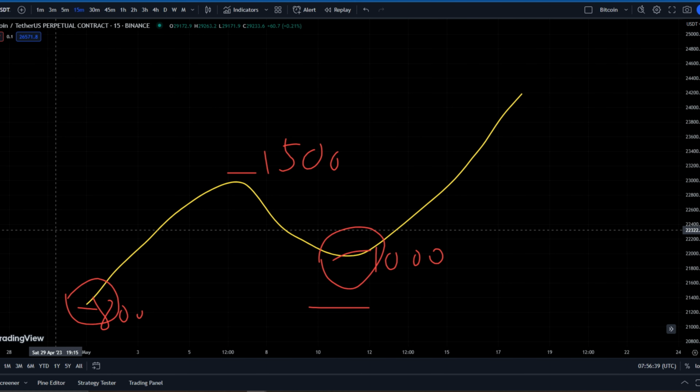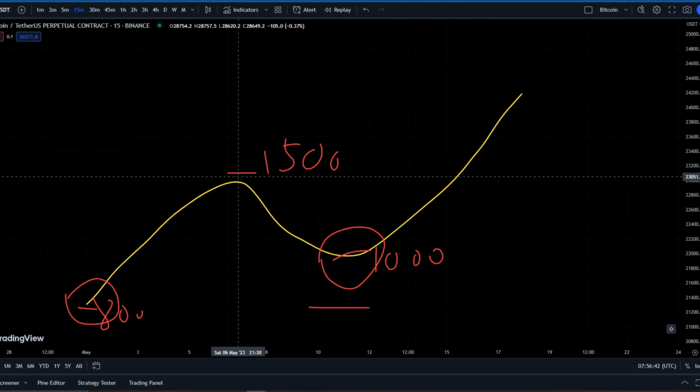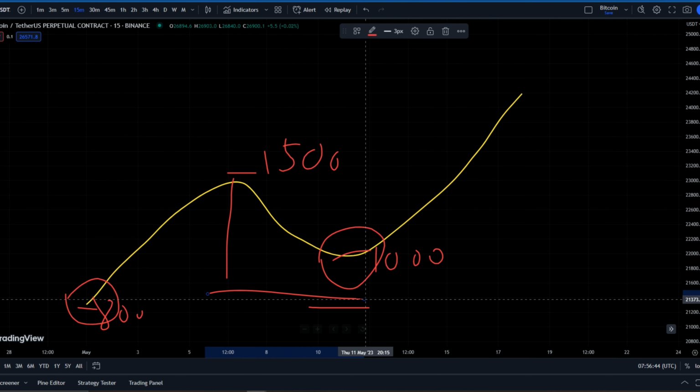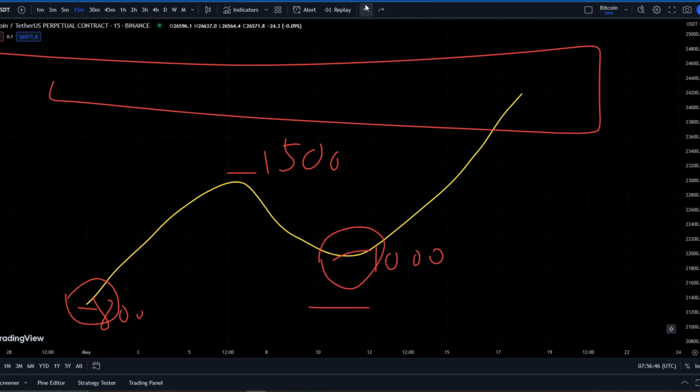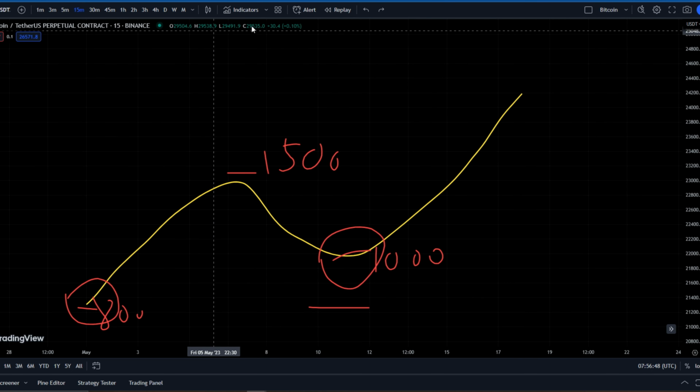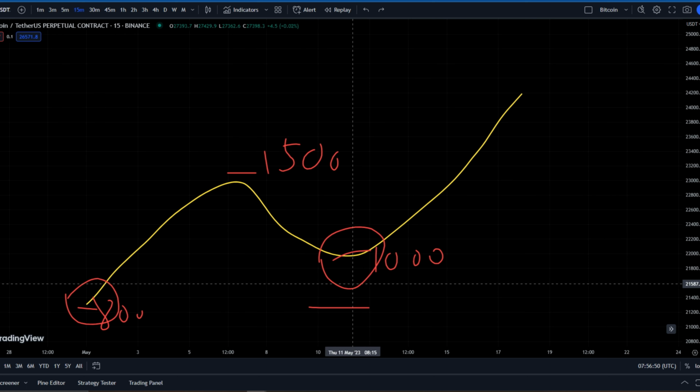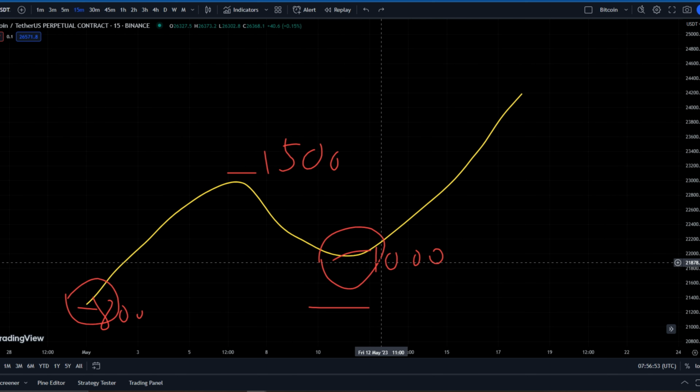Okay, so why does the market go down then? This move down. Why did it go down? What is the reason behind it? Can you guess? Can you guess why it went down? Can you at least guess what it means? So let's draw an economic chart.